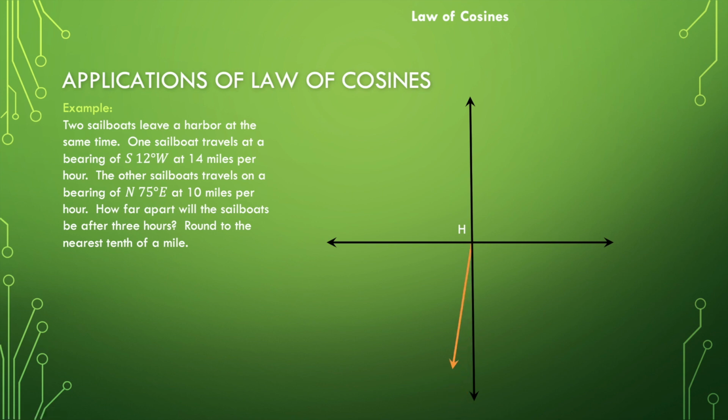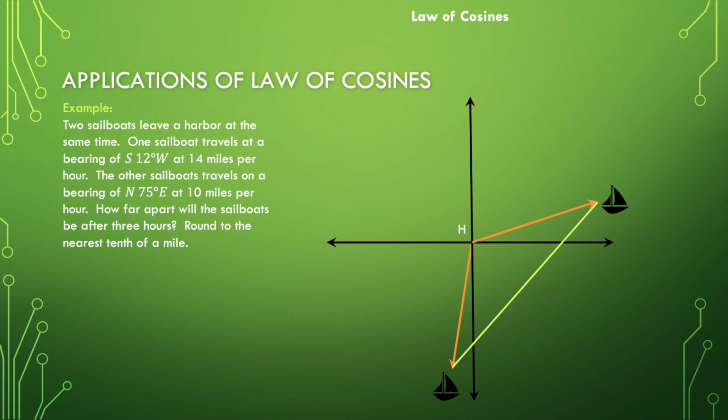Okay, here's our sailboat. Next, we have another sailboat that is traveling on a bearing north and then 75 degrees to the east from north. So 75 degrees, a lot, right? So something like that. Okay, and here's our sailboat. Now we are interested in how far apart these two boats are after 3 hours.